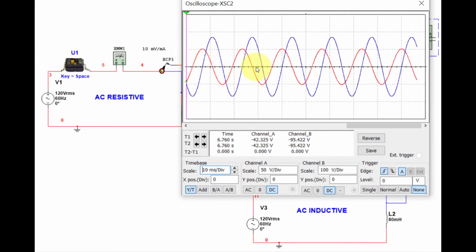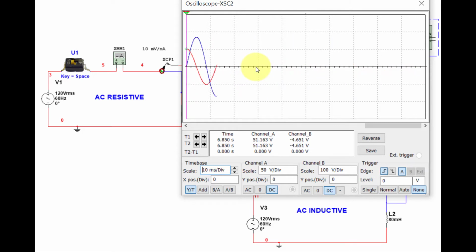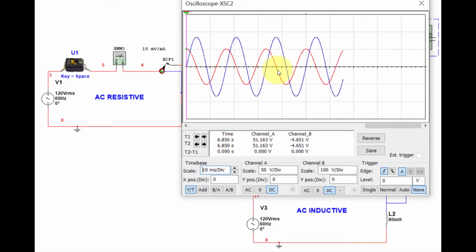It is leading. The current is rushing into the capacitor ahead of the voltage because it appears to be a short. It charges up, then the polarity changes, and then it drains. So it does it on the opposite side. All right, so the current leads in a capacitive circuit.